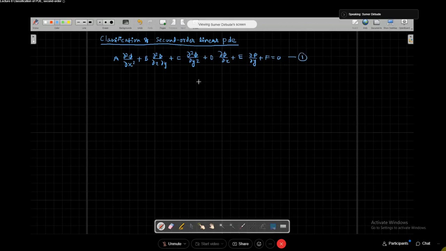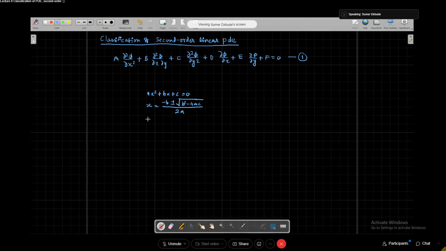Okay. And based on the coefficients, b square minus 4ac is a kind of a solution. It is like, if you have ax square plus bx plus c, a quadratic equation, its solution comes like minus b plus minus under root b square minus 4ac divided by twice a. So based on the b square minus 4ac, your solution will have different roots.